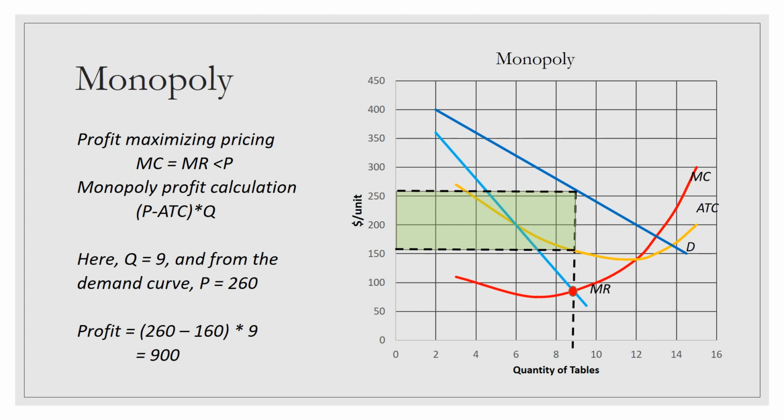So the difference, the $100, is profit per unit times the 9 tables that we would choose to produce. That's $900 of profit for the monopolist. So there's $900 of profit to be made as a monopolist in this particular market. And remember, because there's some barrier to entry keeping other firms from entering in and driving down the prices, this monopolist is able to generate that $900 in profit period after period after period.